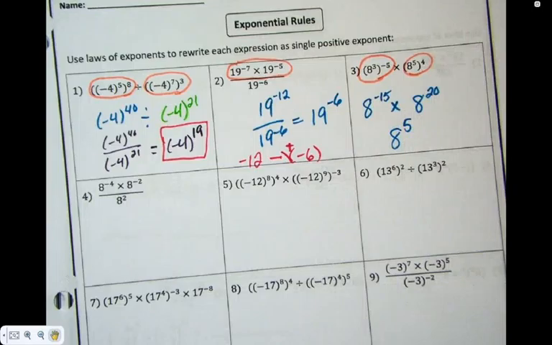Show me your thumb so far. I'm getting it. I'm kind of getting it. I'm not getting it. Put it really high so I can see. Awesome.